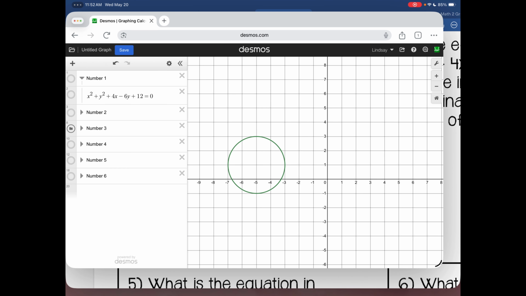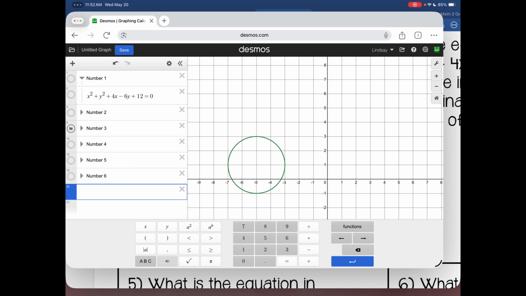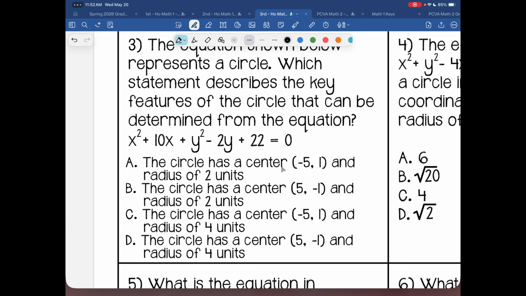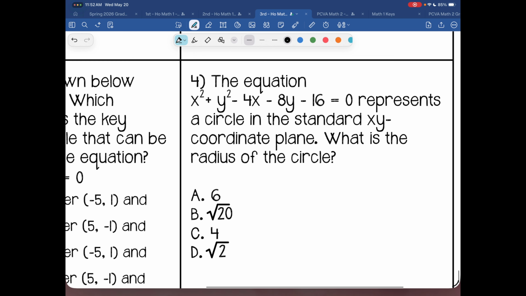So there's my equation. I should be able to see that my center is located at -5 and 1. And if you think that you've got the right center and then you plot it and it's not correct, like let's say you put 2, you can obviously see that's not the center. So the center is at -5, 1, and from there to the outside, it's 2 units. So -5, 1, and 2 units is going to be A.